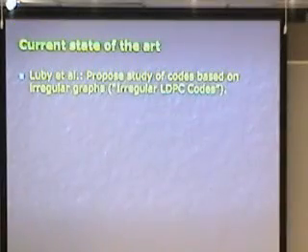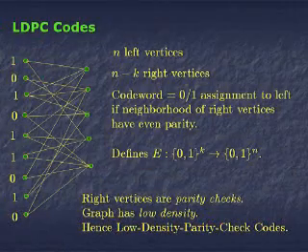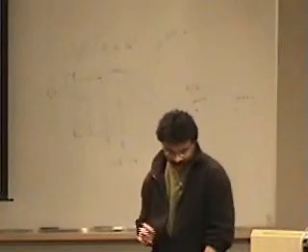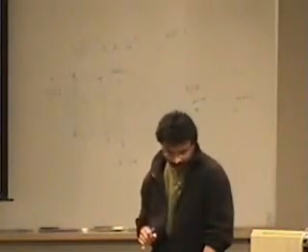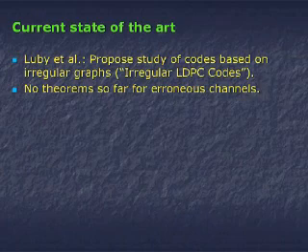And the current state of the art is the following. Luby et al. proposed the study of codes based on irregular graphs. These are called irregular low-density parity check codes. Since I won't be able to talk much about them, I have a few slides on them, but I won't describe that much to you. There were a couple of slides, but I'm omitting them. But they're proposing this study based on irregular graphs.